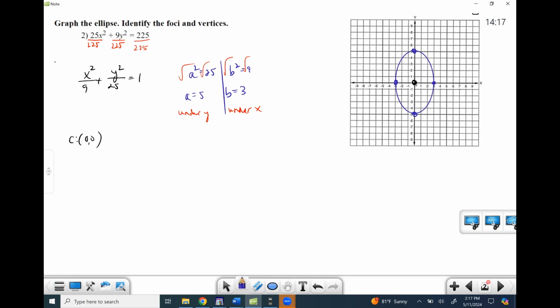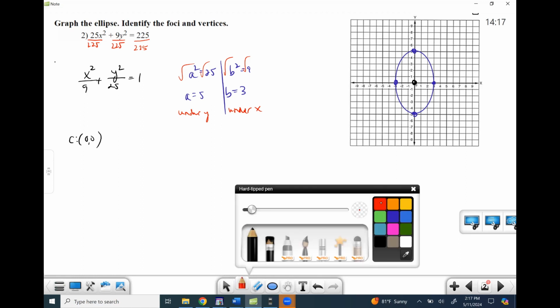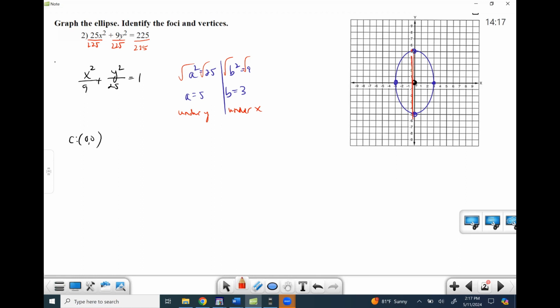Now for the vertices, we can see them in the picture. Again, the major axis is vertical. And so these 2 dots are going to be our vertices. So if we wanted to record them, they'd be at (0, 5) for the top one up here, and then (0, -5) for the one down here.